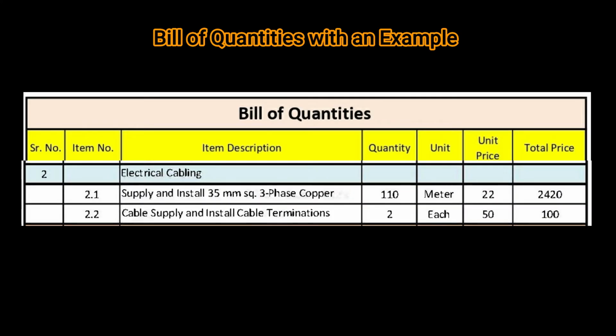Let's move to the next section, electrical cabling. Item number 2.1, supply and install 35 mm square 3-phase copper cable. Quantity is 110, unit is meter and unit price is 22 and the total price is 2420. Item number 2.2, supply and install cable terminations. Quantity is 2, unit is each, unit price is 50 and the total price is 100.